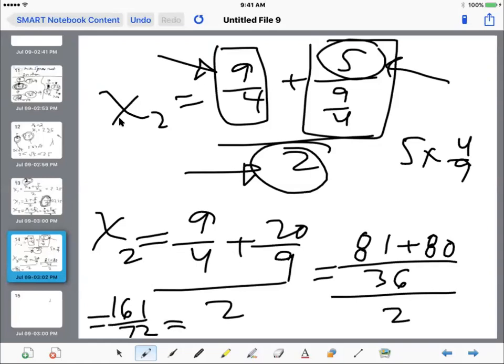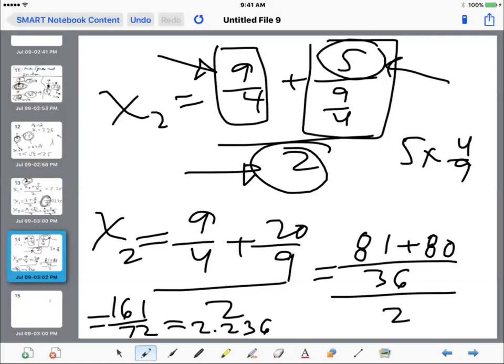I personally like these. And on the Delta Math homework, you have to write the answers as fractions. 161/72 is 2.236 about. And if I square that on a calculator, 161/72 × 161/72, it's 5.00019. So it's extremely close.